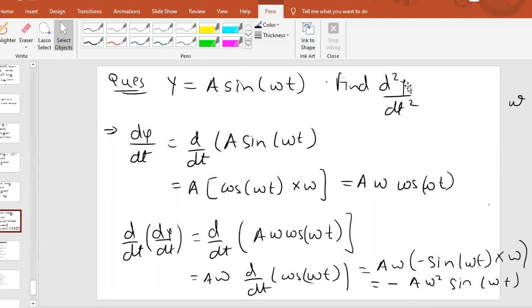Then again you have to find d square y by dt square. So we differentiate this dy by dt with respect to t. a omega is a constant which we can take outside. Differentiation of cos omega t: the differentiation of cos is minus sine omega t, and the derivative of what is inside the bracket is omega. So it would be minus sine omega t into omega. Now omega is multiplied with the sine function, so we can take omega outside. It becomes minus a omega square sine omega t.